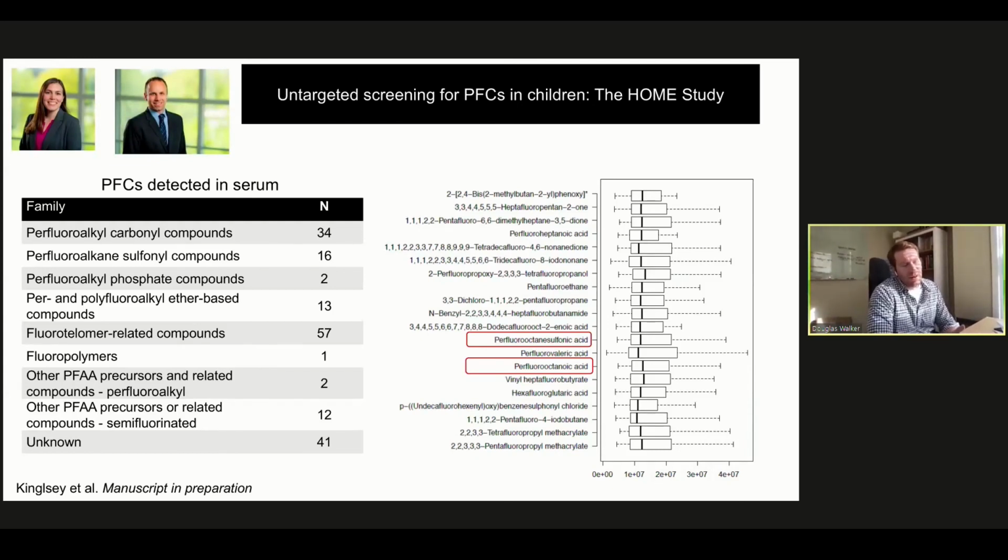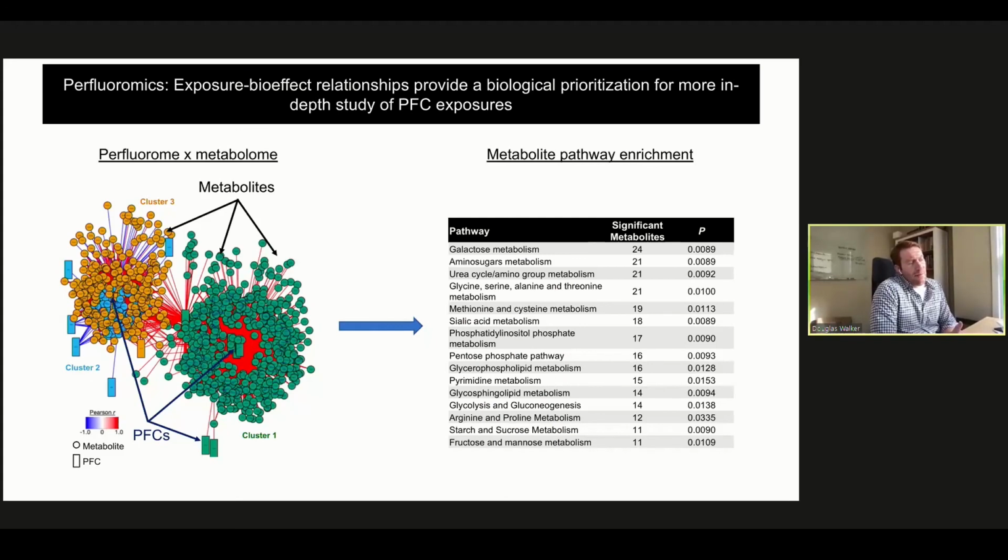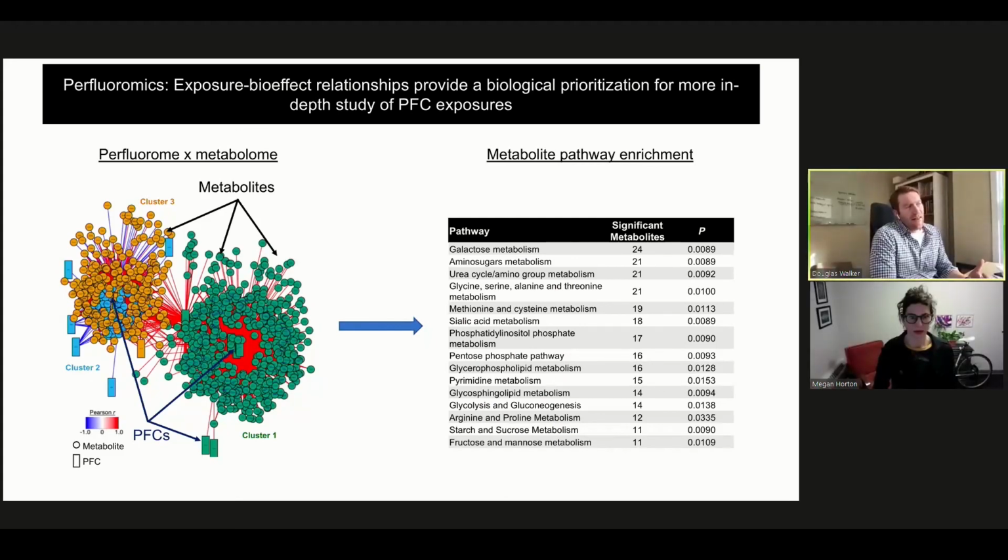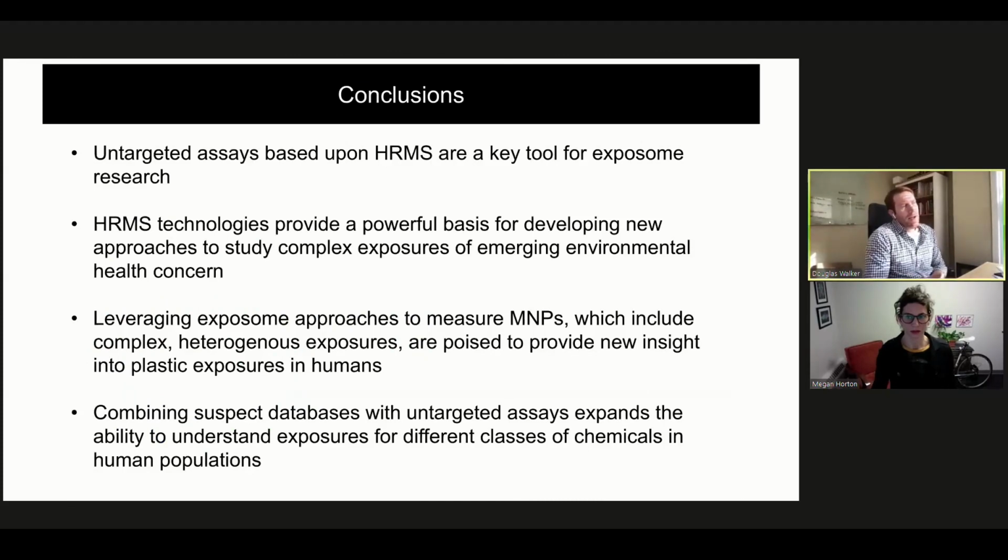This is very important because it shows that we have both reproducible and sensitive measures of the things we're interested in, as well as being able to detect other species. And we can also use the ability to detect endogenous metabolites to perform essentially a biological prioritization of which of these PFCs are important to study. And this is an example of how we're integrating perfluorinated compounds with alterations in the metabolome and seeing how those are linked to different pathway alterations that we know are consistent with disease processes.